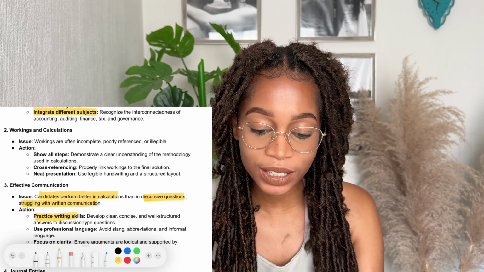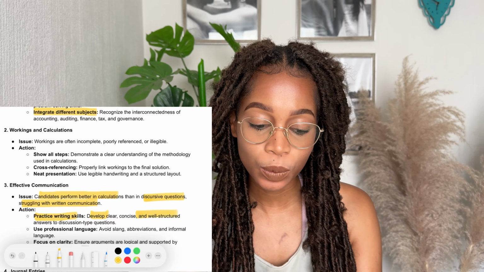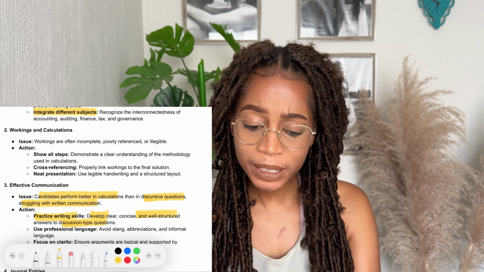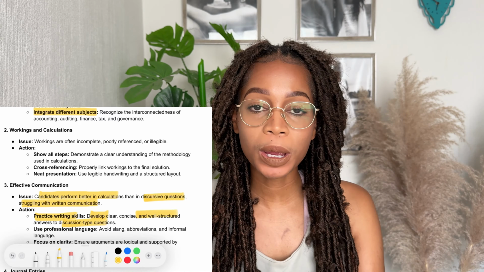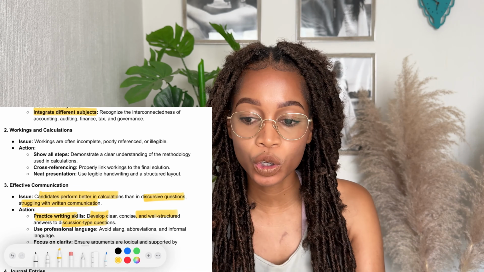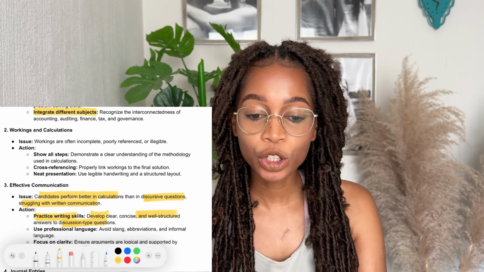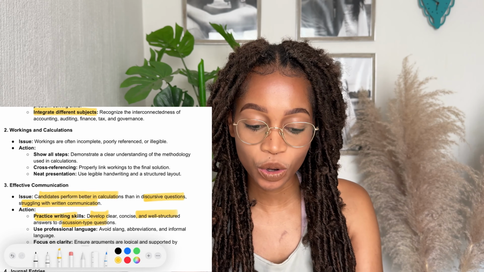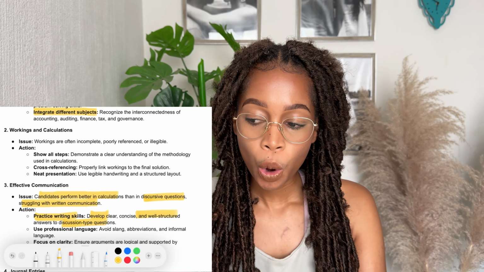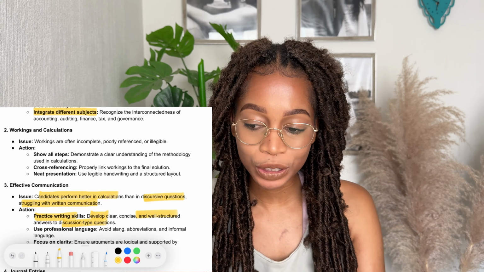So practice writing skills, develop a clear and concise, well-structured answer, especially on discussion types. This is where planning your response actually helps, because when you are asked to discuss, you need to be logical with your discussion. So this is where you have to say, what key points do I want to put down?